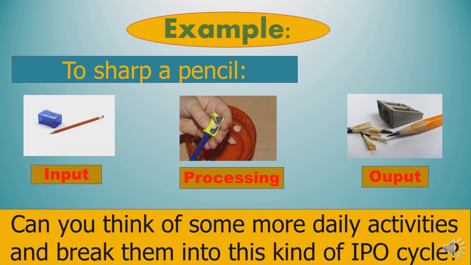You can take many such activities from your daily life in which you follow the IPO cycle, like to bake a cake. Ingredients of a cake, this is called input. And when a cake is being baked in the oven, this is called processing. And when a delicious cake is ready, this is called output. You can also take some more examples from your daily activities and break them into this kind of IPO cycle.